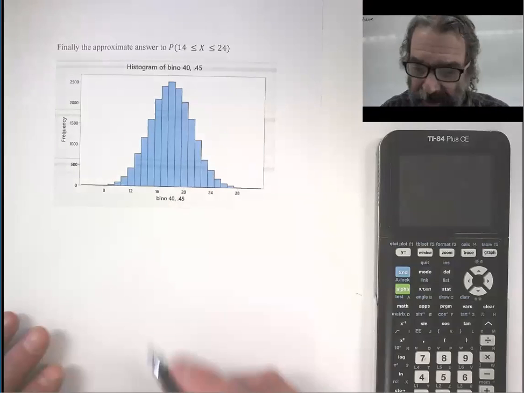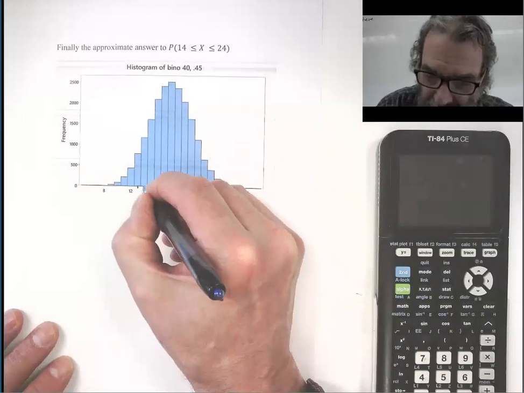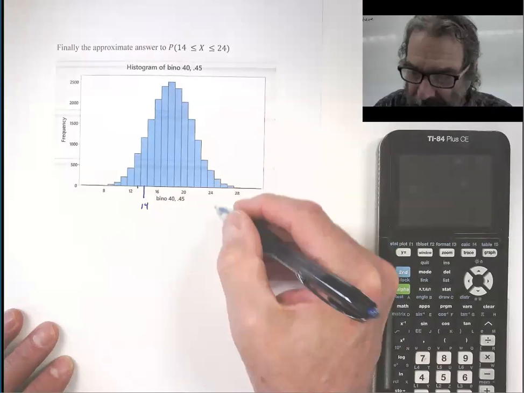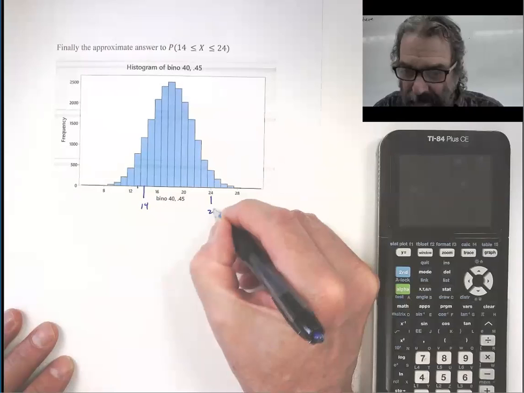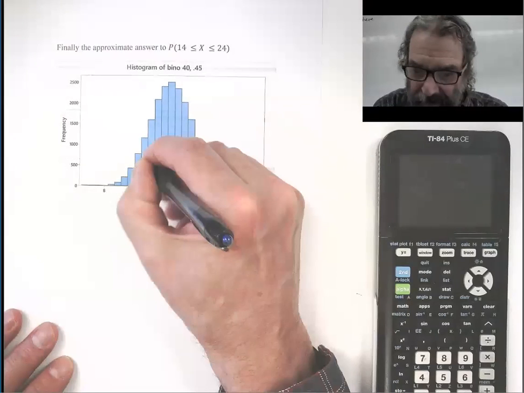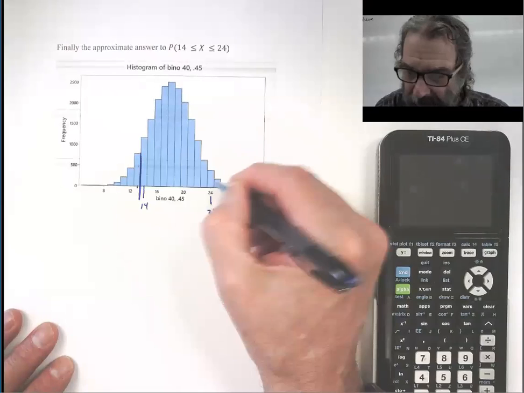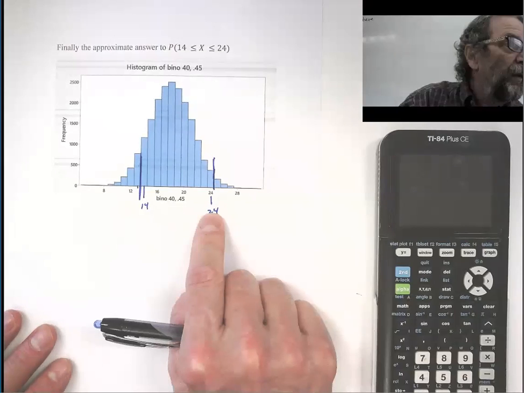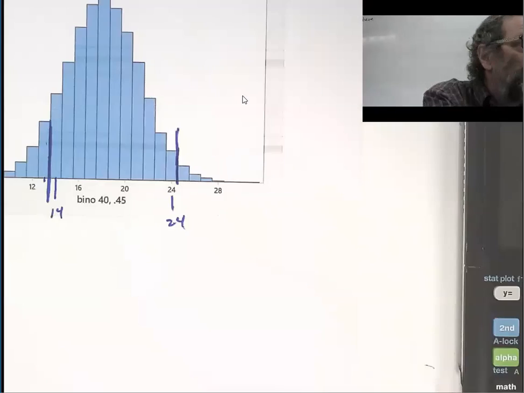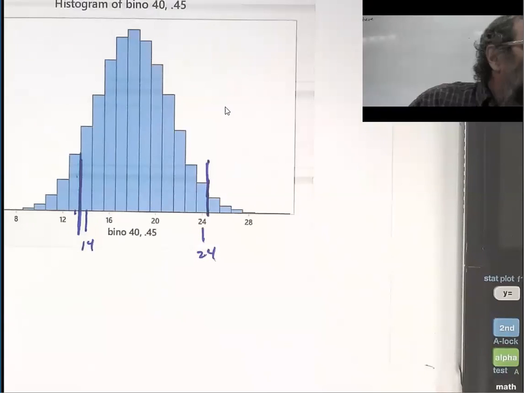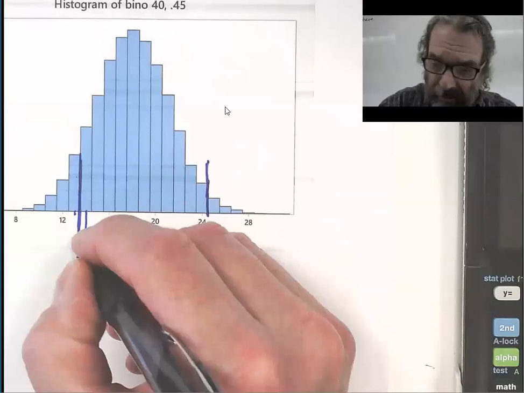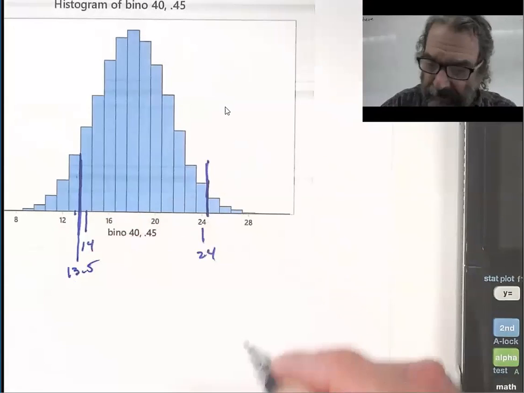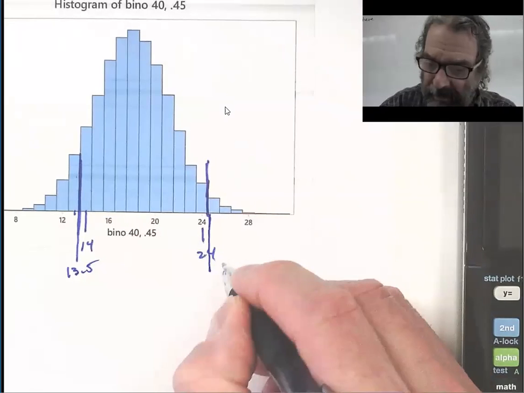So down here, 12, 13, 14 should be there. And 24 is already on the list. So we're going to find the area from here all the way over to here, because we need to include 14 and 24 in our calculations. Let me zoom in on that so we can see it in a little more detail. So there it is: 12, 13, 14, then 15, 16, and then over there is 24. And so that means we're starting here at 13.5, and we're going all the way over here to 24.5.